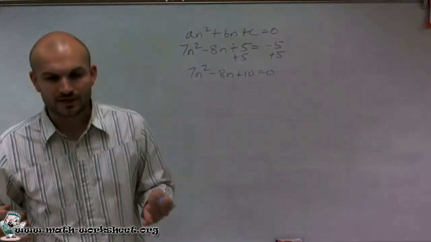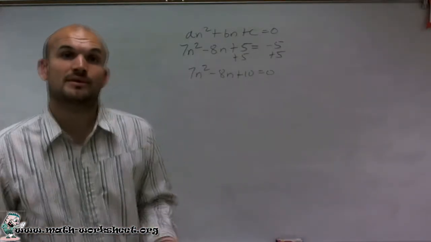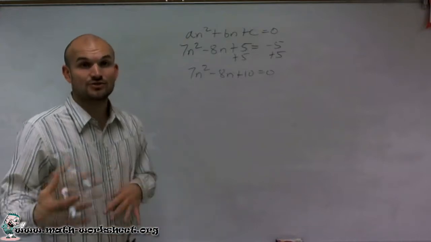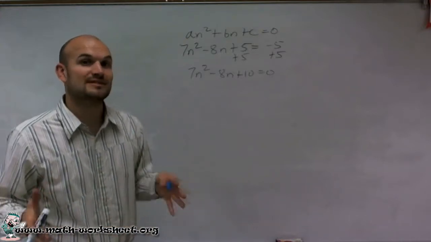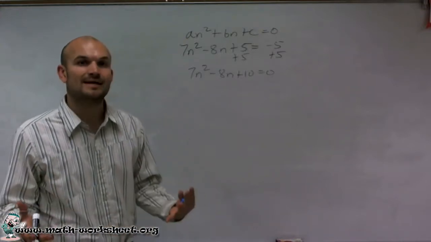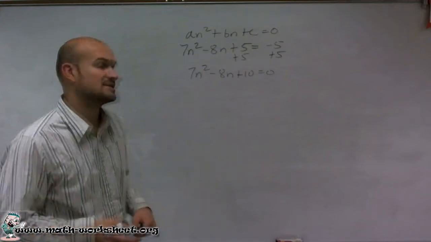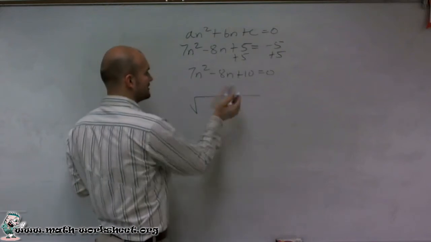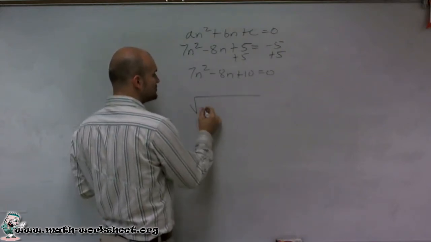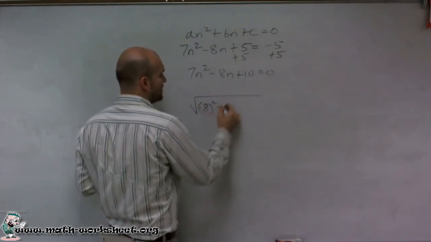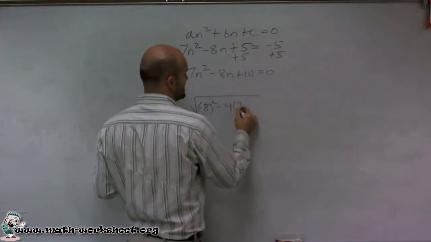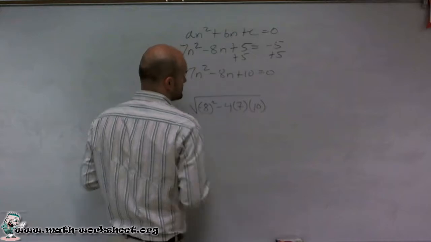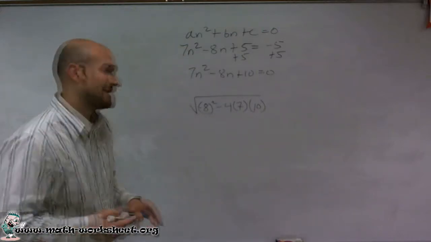And now remember, the discriminant comes from the quadratic formula. So I'm going to set this up just like I do the quadratic formula. And when I take the square root, the number that's inside that square root is going to be my discriminant, which is going to tell me the behavior of the solutions that I'm going to be looking for. So the square root in the quadratic formula says b squared, which is negative 8 squared, minus 4 times a times c, which is 10. So I need to take a look at this and see what my answer is going to be.